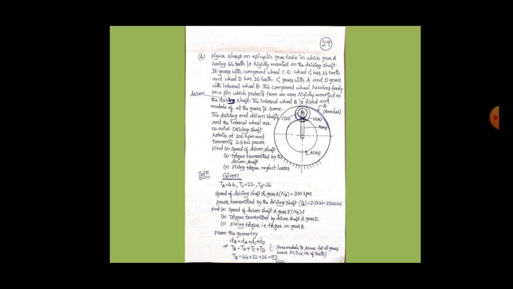Now find speed of the driven shaft. So on the driven shaft, which element of the gear train is mounted? Gear E. Therefore, arm. You read it as arm. So speed of driven shaft or speed of the arm, that is NE, is equal to what? Next, torque transmitted by the driven shaft or the torque transmitted by the arm E. And third one, fixing torque. By neglecting the losses, you have to calculate fixing torque or braking torque or the holding torque.